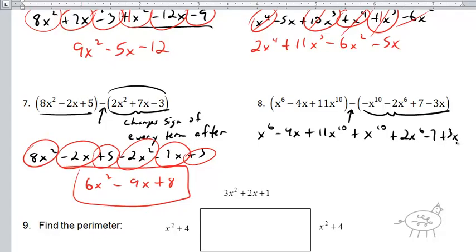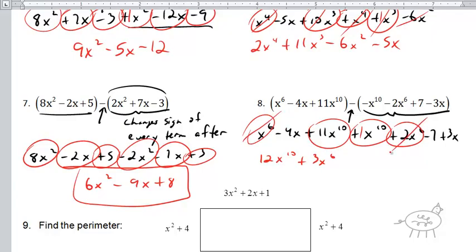Okay, and so now what I want to do is I want to get my like terms. Let's go again descending order. So it's going to be 11x to the 10th plus 1x to the 10th is 12x to the 10th. And then we have 1x to the 6th plus 2x to the 6th, and that gives us 3x to the 6th. And then it gives us negative 4x plus 3x is negative x. And then minus 7. And that's your answer. Okay? Not too bad. Just remember, when you have a negative, you change the sign of every term after it. If it's positive, you leave the same sign.